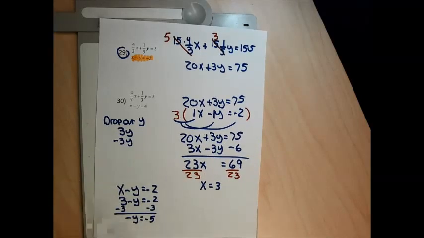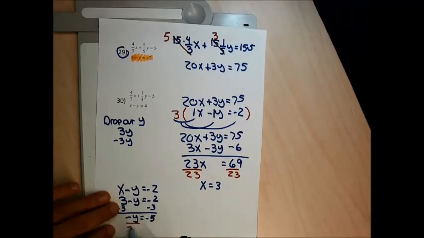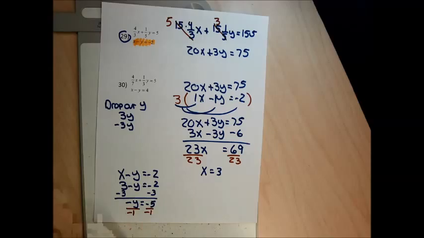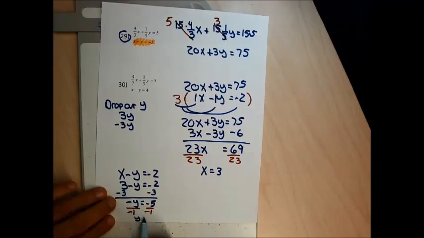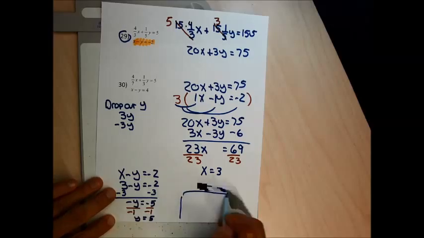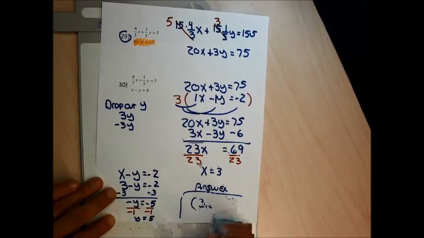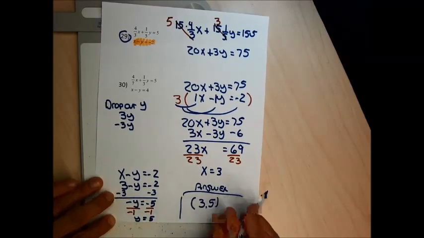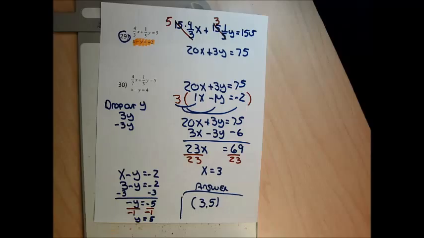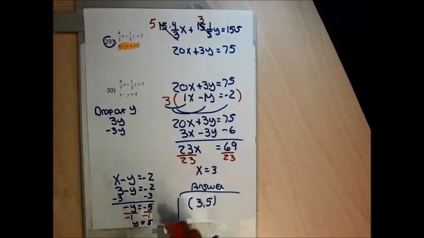And now I don't want to know what negative y is. I want to know what positive y is. So I divide both sides by a minus 1. And on the left side, the two negatives will be positive. On the right side, the two negatives will be positive, and I'll get y equal to 5. So my answer for problem 29 is going to be x equal to 3, y equal to 5. And that works. I can check that in my head. It's nice when they're not fraction answers.